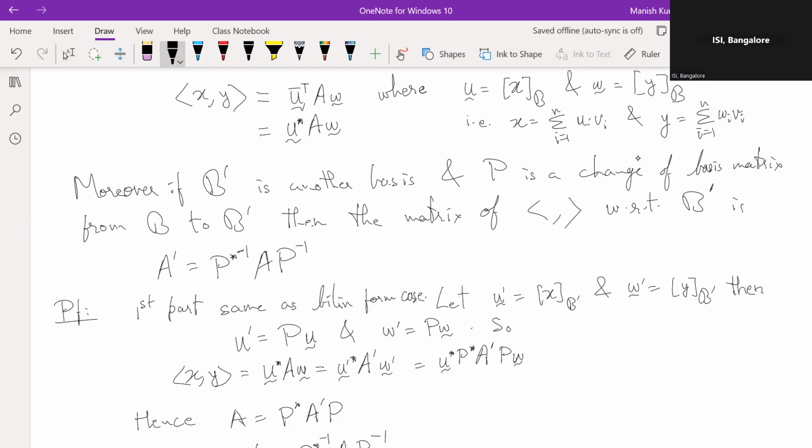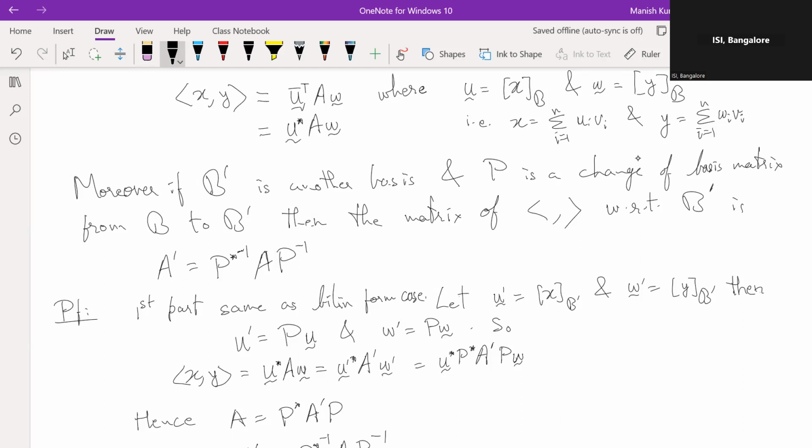So u was the coordinate of x with respect to b. Let u prime be the coordinate of x with respect to the new basis b prime, and w prime be the coordinate of y with respect to this basis b prime. So b prime is some v1 prime to vn prime, and x is the summation of ui prime times vi prime. So u prime is the coordinate of x with respect to b prime, and w prime is the coordinate of y with respect to b prime.